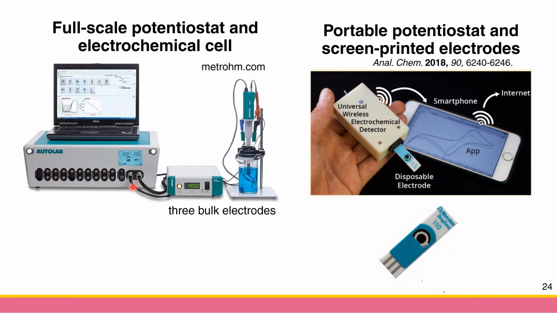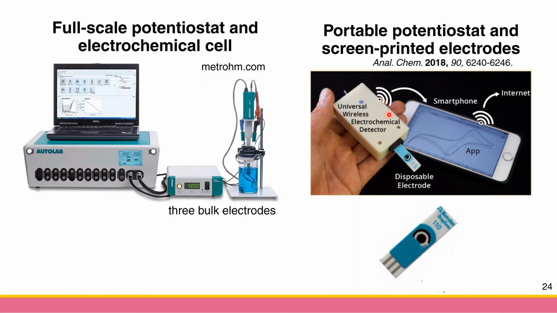But this is a little bit large, so this is why I put it as a full-scale potentiostat and electrochemical cells. If we want to perform dynamic electrochemistry, maybe outside or at your home, then of course this may be too large. So we can shrink the size to something like this.